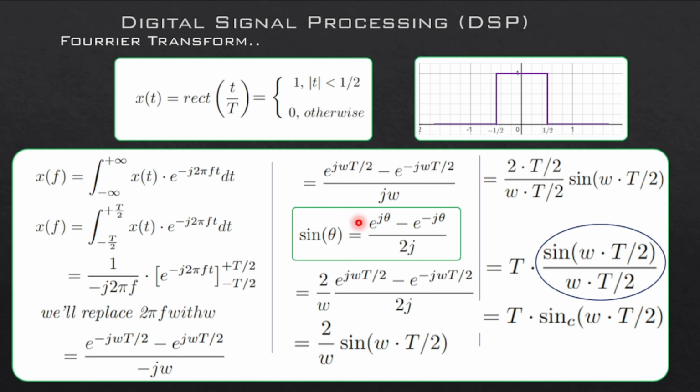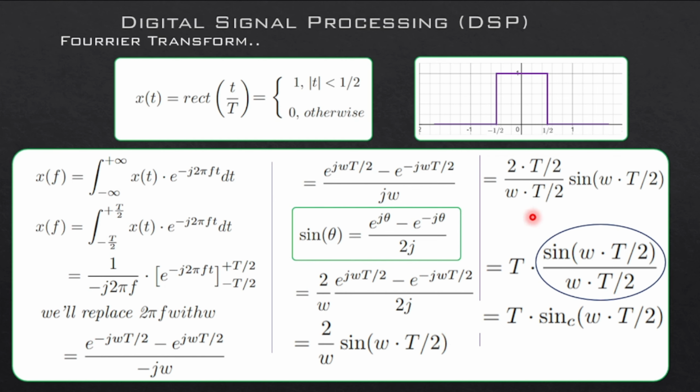We know that sine theta is equal to e^(j theta) minus e^(-j theta) over 2j. So let's multiply the denominator by 2, and you need to balance that by multiplying the numerator also by 2. So you get 2 over omega times this fraction, e^(j omega T over 2) minus e^(-j omega T over 2) divided by 2j, which is the sine. So it is equal to 2 over omega times sine of omega T over 2.